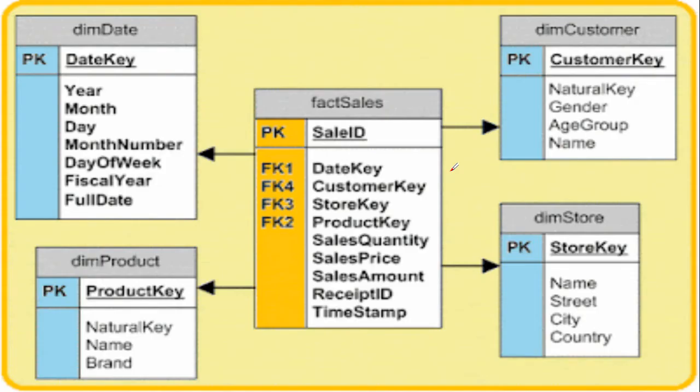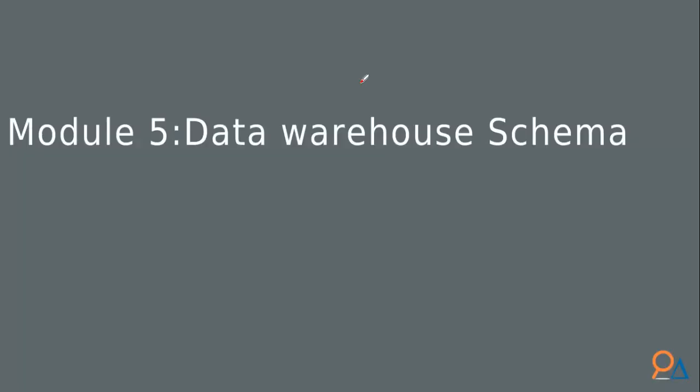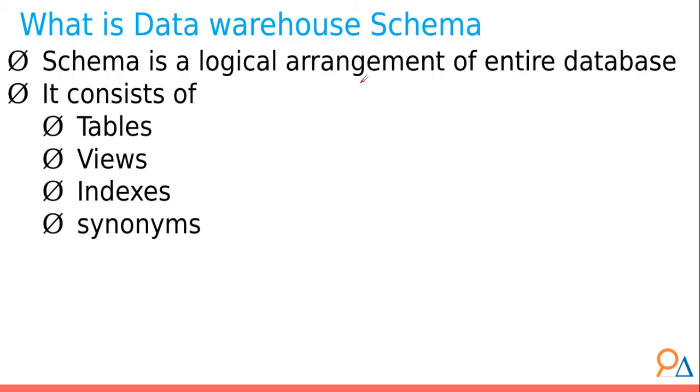Now, the main aim of learning these dimension tables and fact tables is because we are going to use them in schemas, in a data warehouse schema. Now let's see how we're going to use fact tables and dimension tables in a data warehouse schema. But what is a schema itself? Schema is nothing really special. It's just a logical arrangement of the entire database. So don't start to freak out and say, what is a schema, by the way? Schema is just a logical arrangement of the entire database.